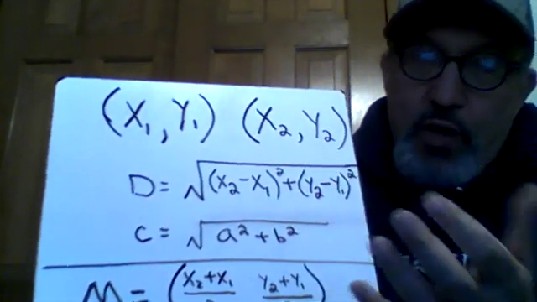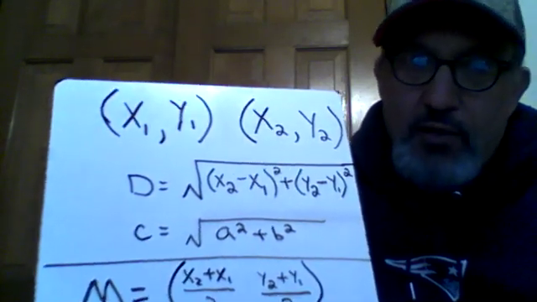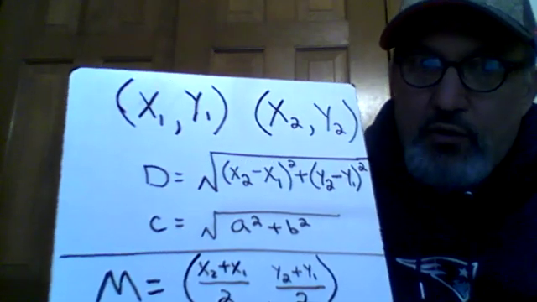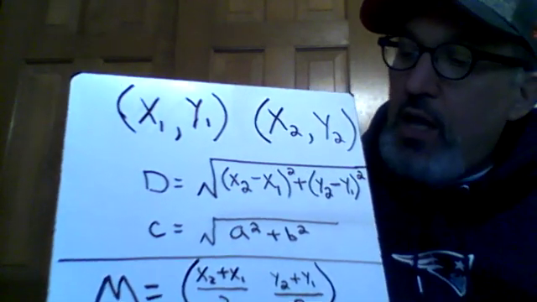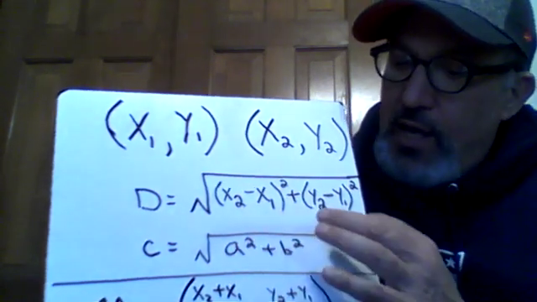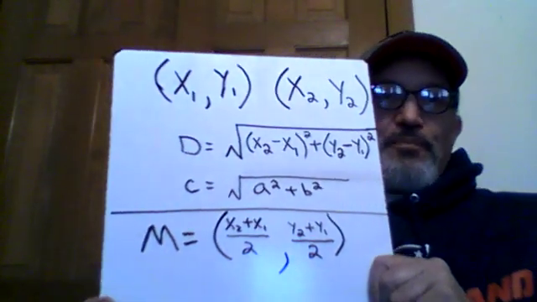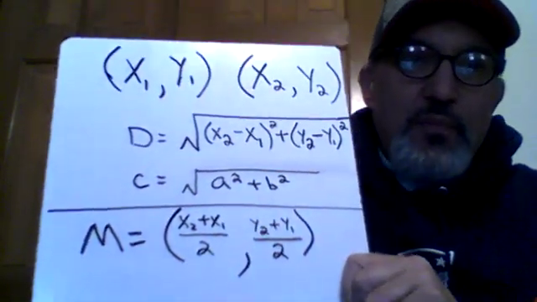And again, when you square it, even if it's the negative, it's going to square to the same thing as the positive, as the true length, which is positive. So the distance formula is nothing more than an application of the Pythagorean theorem. And the midpoint formula is very simple.